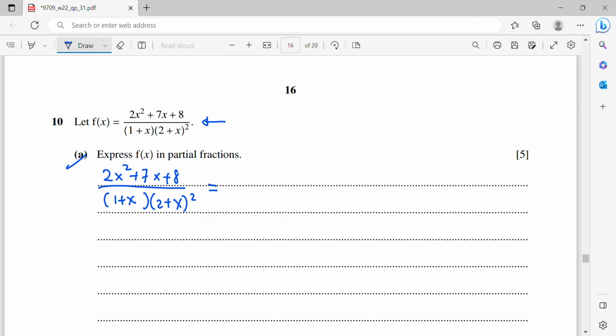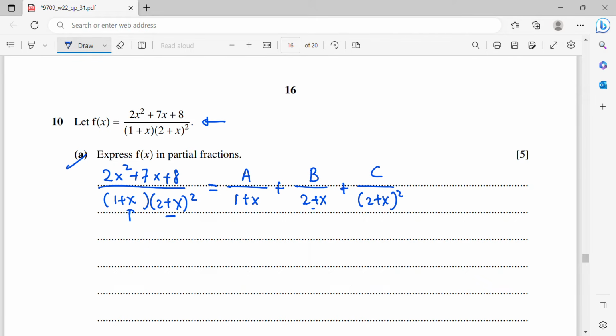So now, for the first term, the denominator is linear. Therefore, the numerator is constant. For the second term, it is squared of linear. Even though it's squared, we will start with degree 1, then followed by degree 2. If you are given degree 3, then you have to add one more term. So now, 2 plus x is a linear factor. Therefore, the numerator will be b, and for the next one will be c.